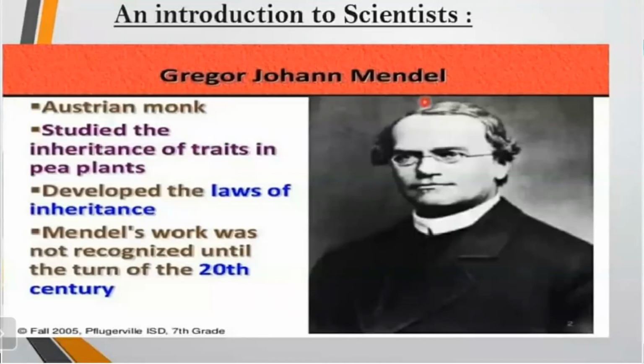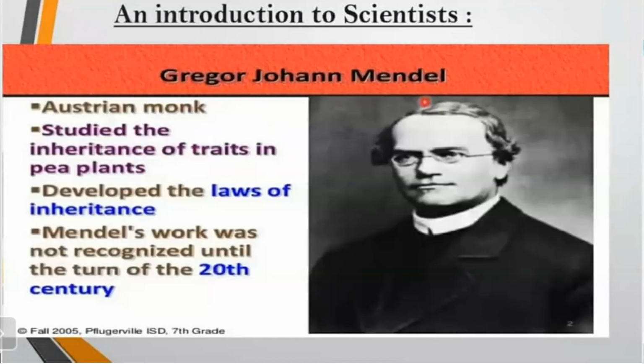And there are different types of RNA also. 3 types of RNA: rRNA, mRNA, and tRNA. rRNA means ribosomal RNA, mRNA means messenger RNA, and tRNA means transfer RNA.